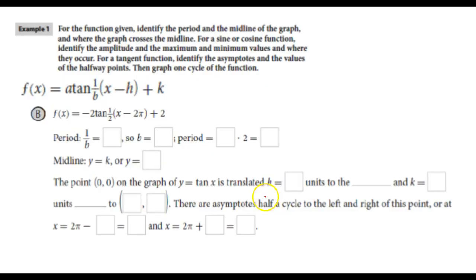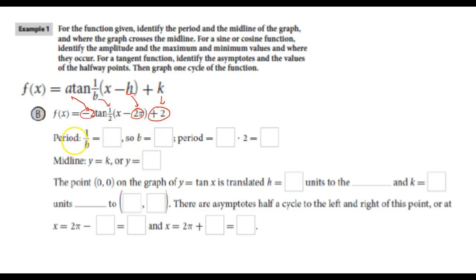All right, let's go on to explain 1 part B. So here you're given a couple of sentence starters, so that's a little nice. Let's identify again our A value, our 1 over B value. Oh, that's a fraction and it's actually visible to us. That's kind of nice. Our H value, which is 2 pi, and our K value, which is positive 2.